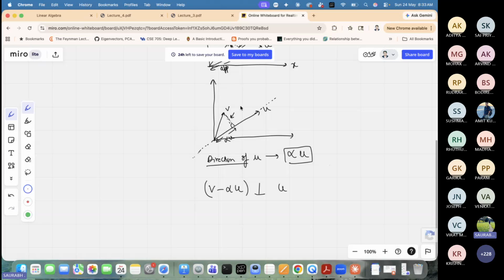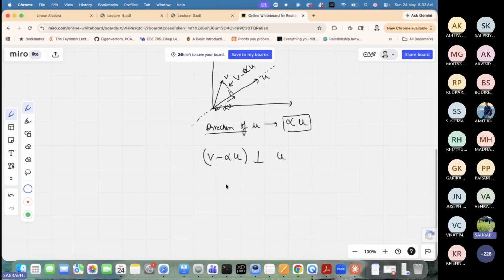This is what V minus alpha times U is. This has to be perpendicular to the U vector, right? When two vectors are perpendicular, then we can write it as (V minus alpha times U) dot U equals 0. You already know that when two vectors are perpendicular, their dot product is 0, right?